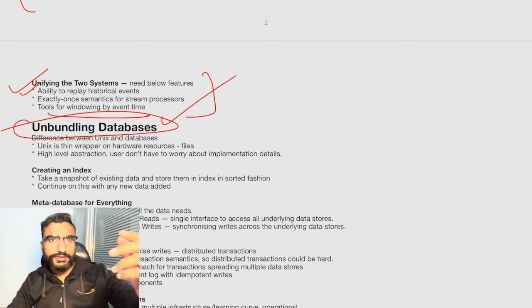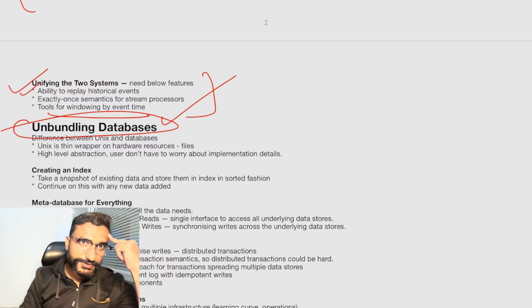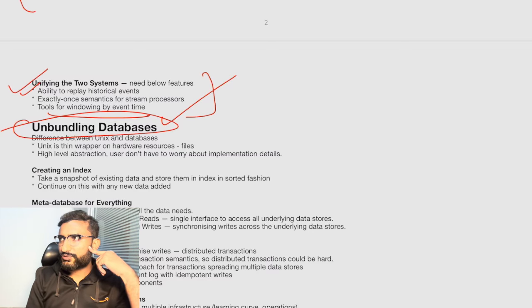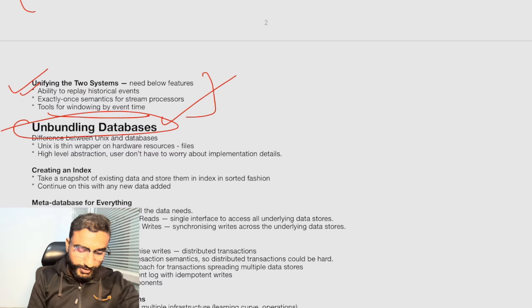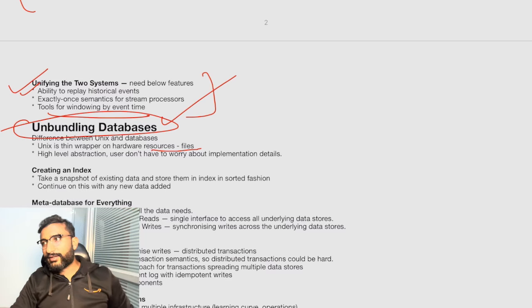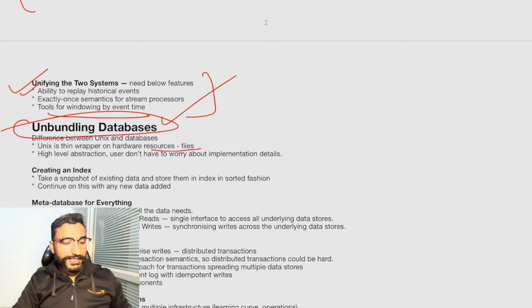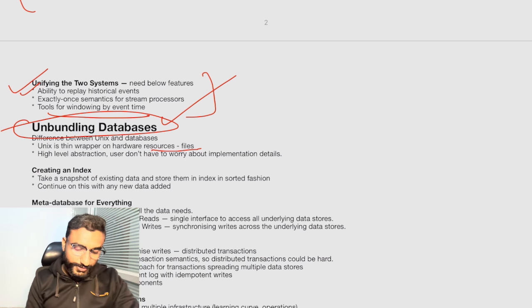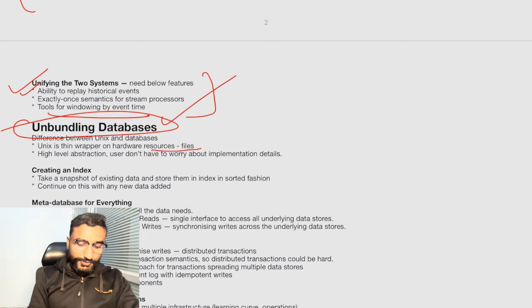So let's start with thinking of differences between Unix and databases. Now, if we talk about Unix, it operates on top of files, right? Unix is a thin wrapper on hardware resources such as files. Okay, there are other resources, but let's talk in terms of storage, because we are talking about data systems and we are trying to compare it with the data systems. So Unix is a thin wrapper on hardware resources such as files, but a database is a higher level abstraction.